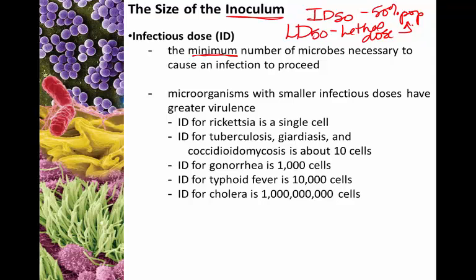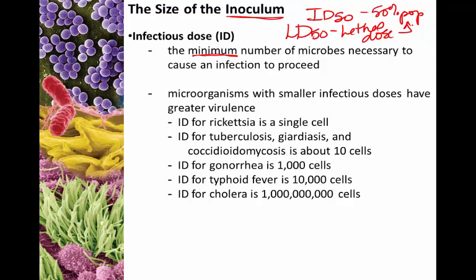So what we see is that microorganisms with smaller ID and LD numbers actually have a greater virulence because it takes fewer organisms to make an individual sick. So they're much more likely to stay in, grab on, and cause damage.